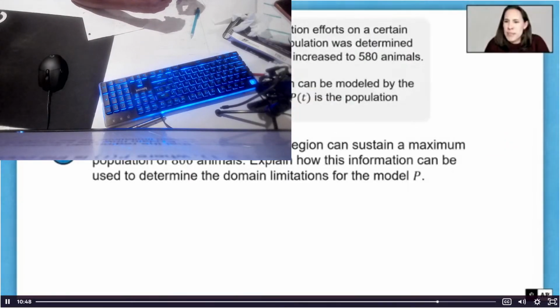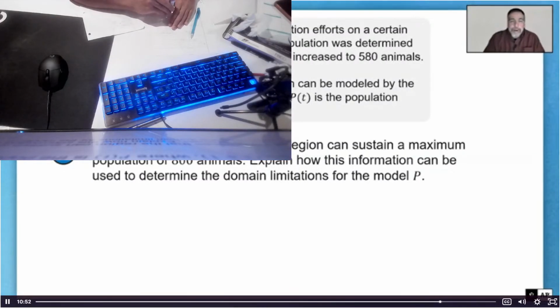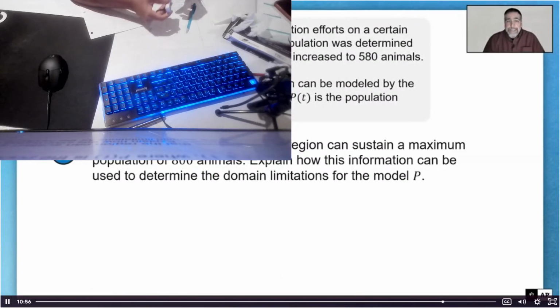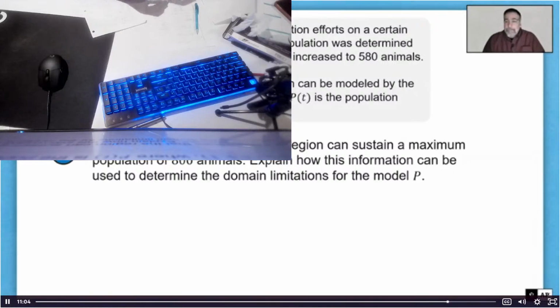Jamil, I think we've got one more part. Do you want to take this one for us? Sure, Becky, I'll handle this one. In this last part, part C, the biologist determines that the region can sustain a maximum population of 800 animals. Explain how this information can be used to determine the domain limitations for the model P. One thing to keep in mind in this problem is that we're given that maximum population, so we know that no matter what, we're not going to go above an output value of 800.